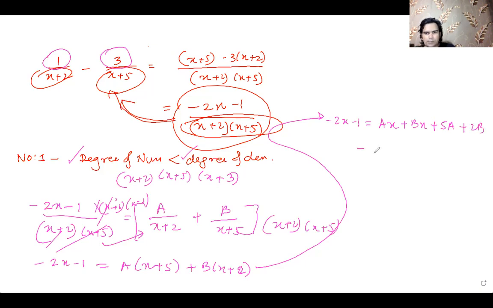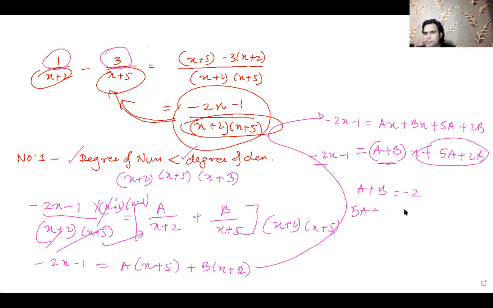So what we notice is that we get (a + b) times x plus 5a + 2b, and this is equal to -2x - 1. Now what I do is compare the coefficient of x, which is a + b, and that is equal to -2. And the constant term, 5a + 2b, is equal to -1. After this, we solve the equations.